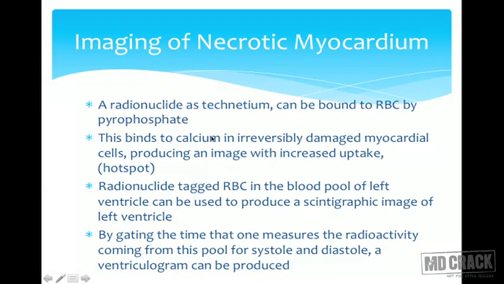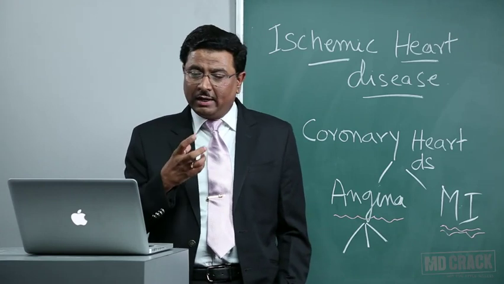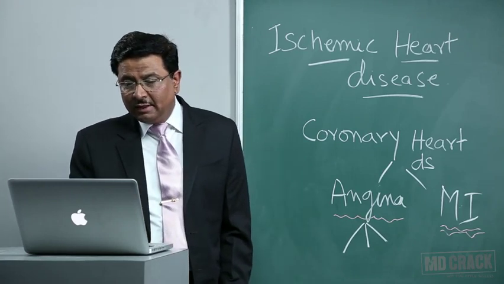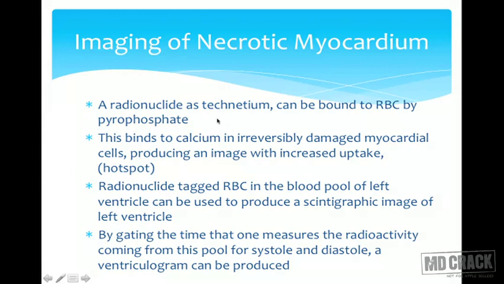A radionuclide such as technetium can be bound to RBCs by pyrophosphate. Here we will be imaging the necrotic myocardium. This radionuclide, technetium bound to RBC by pyrophosphate, then binds to calcium in irreversibly damaged myocardial cells, producing an image with increased uptake. So you get a hotspot on the scan. Radionuclide-tagged RBC in the blood pool of the left ventricle can be used to produce a scintigraphic image of the left ventricle.